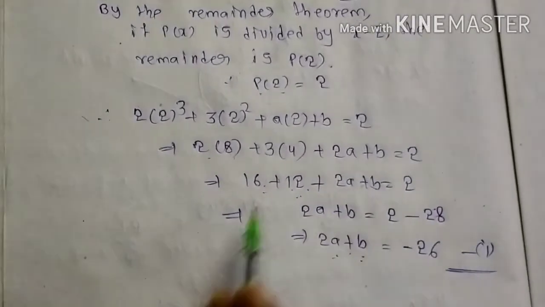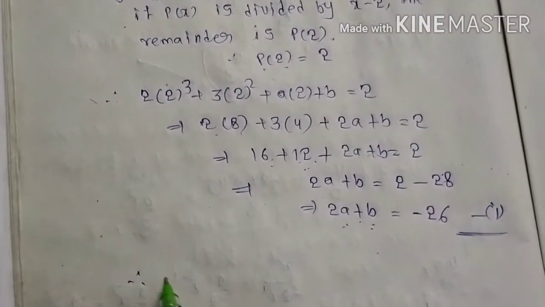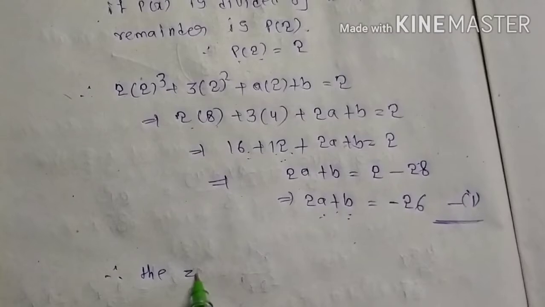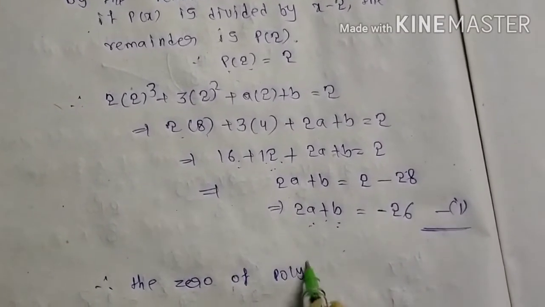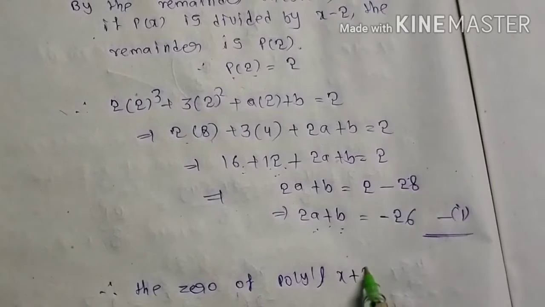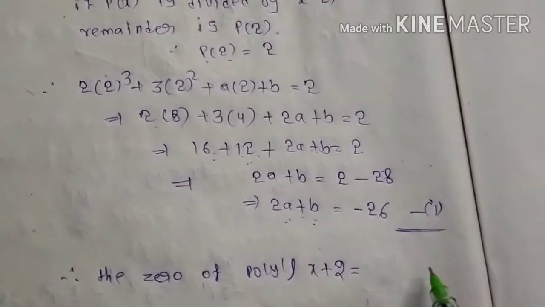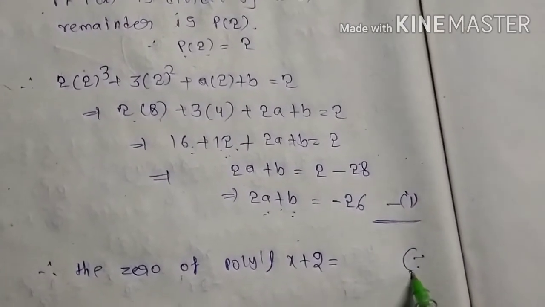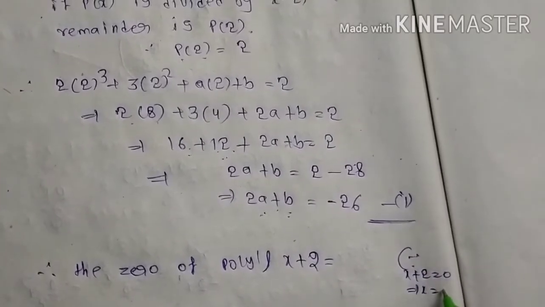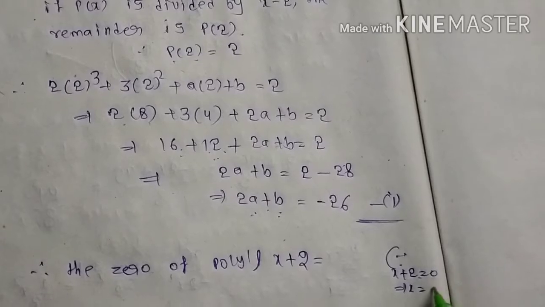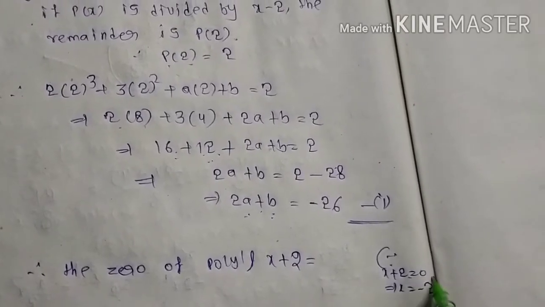So you need to find here, therefore, you can write the zero of polynomial x plus 2 is equal to how much? You know that what is the basic method? x plus 2 is equal to 0 implies x is equal to, you can transpose 2 to RHS, you will get minus 2, or not? Yes.